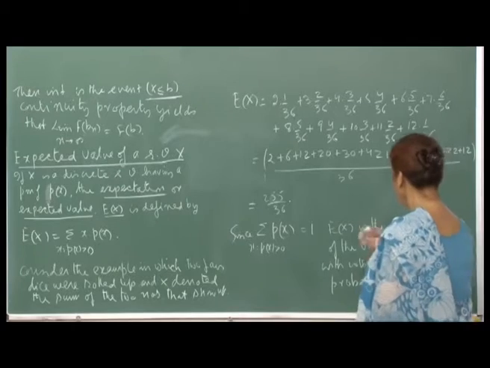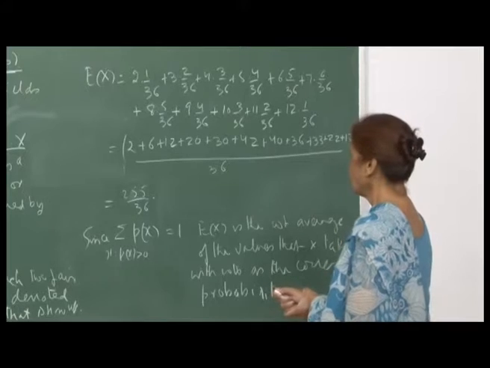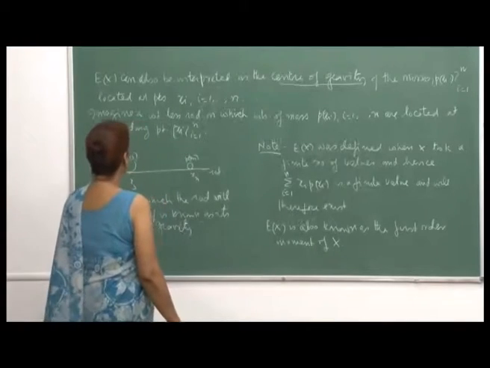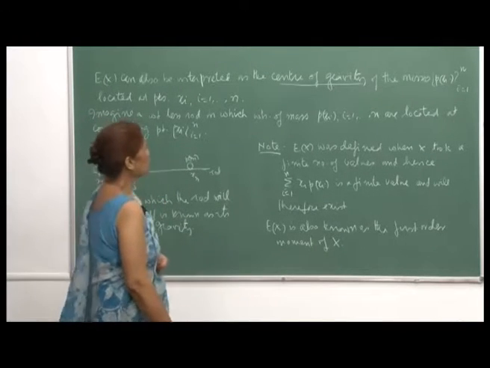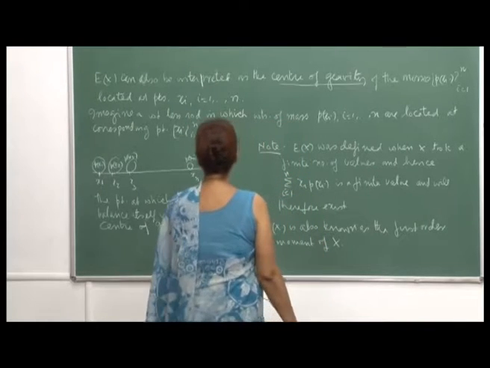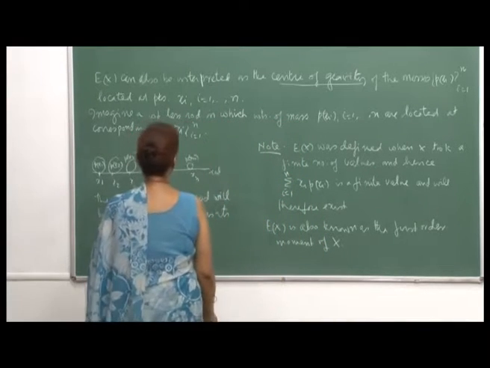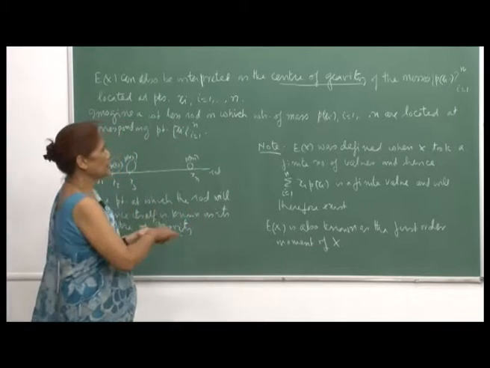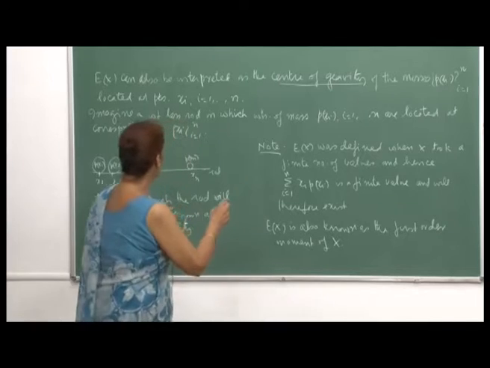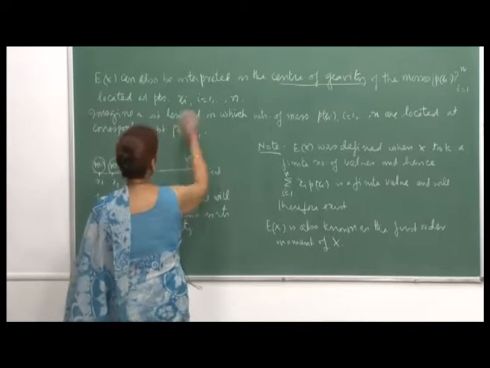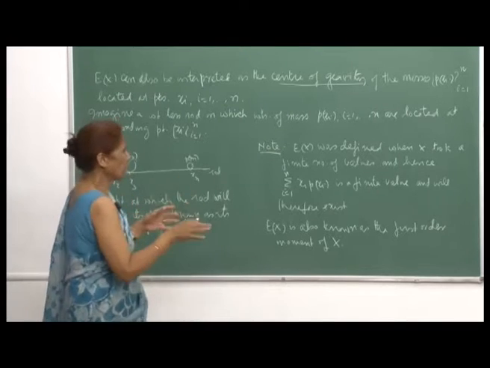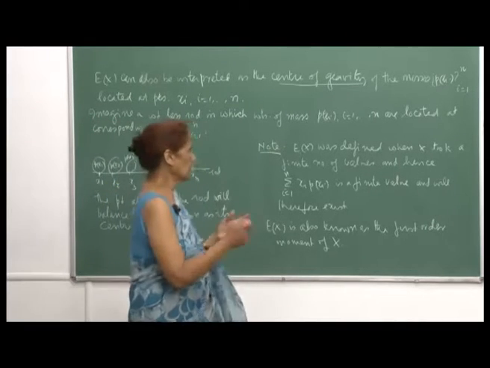Right. So, there can be some more interesting interpretations of the expected value, which I will show you right now. E(X) can also be interpreted as the center of gravity of the masses p(x_i), i varying from 1 to n, located at points x_i, i varying from 1 to n. That means you can imagine that the p(x_i)'s are the masses which you place at the corresponding points x_i's, and then the center of gravity of this distribution of masses is also the same as the expectation of X.